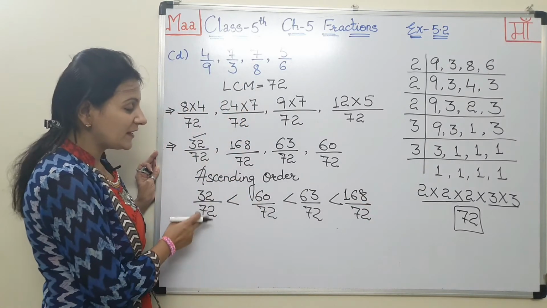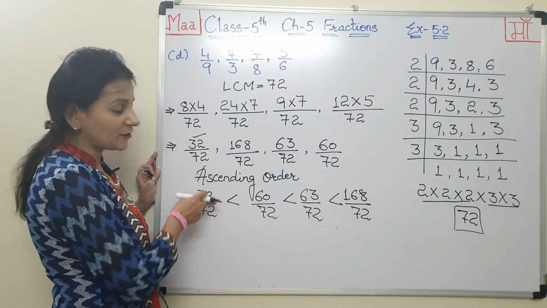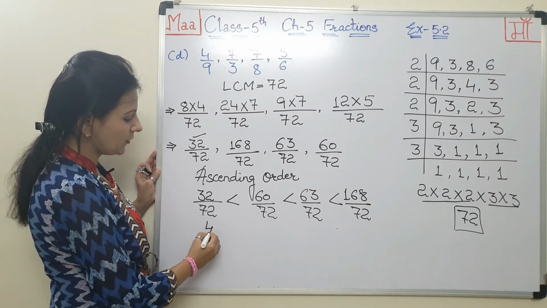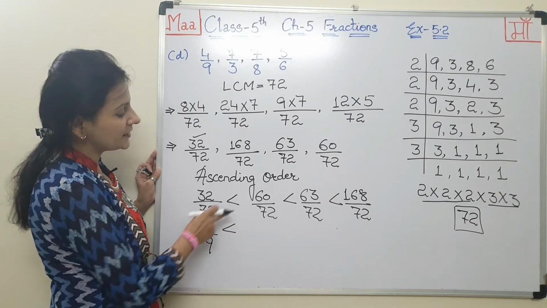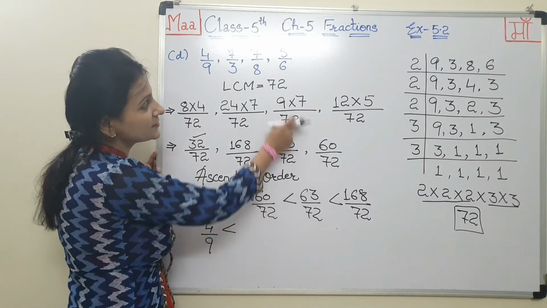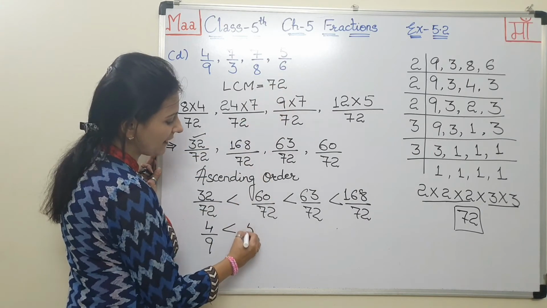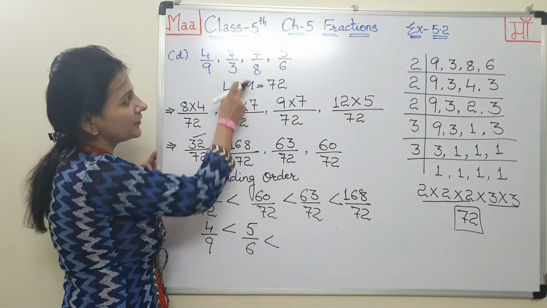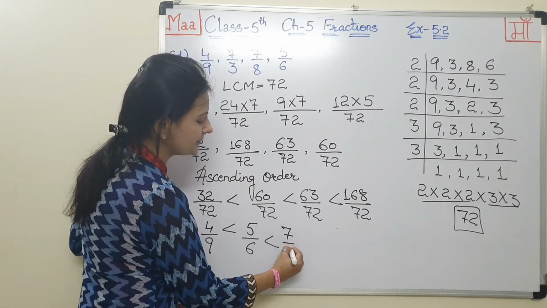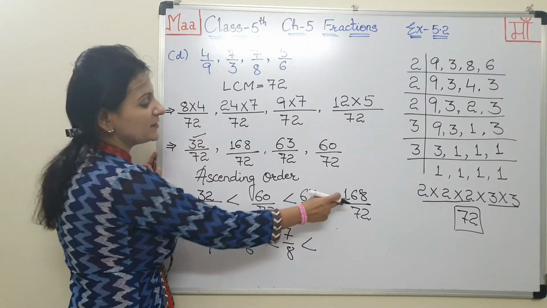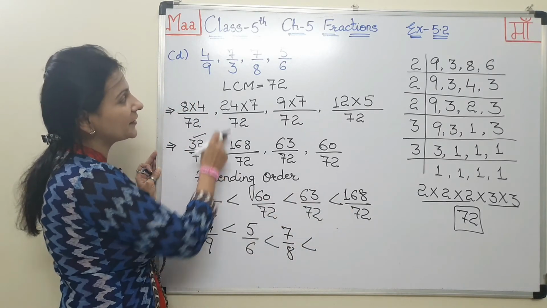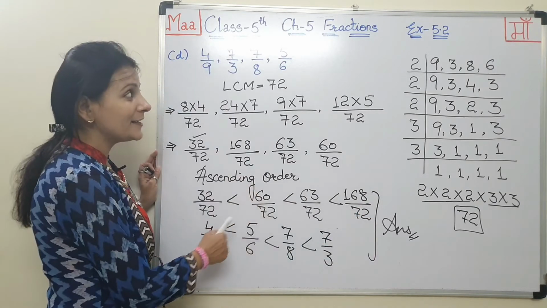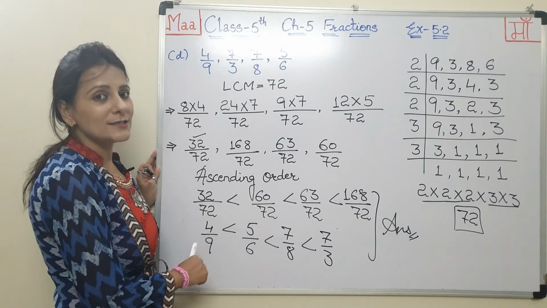And now we will be writing its original fraction. So 32 upon 72, first fraction, that is 4 upon 9. Then less than 60 upon 72, that means last fraction. So it will be 5 upon 6. Then 63 upon 72, that means third fraction. So 7 upon 8. And at last 168 upon 72, that means second fraction. So 7 upon 3. So like this we have to arrange the given fractions into ascending order.